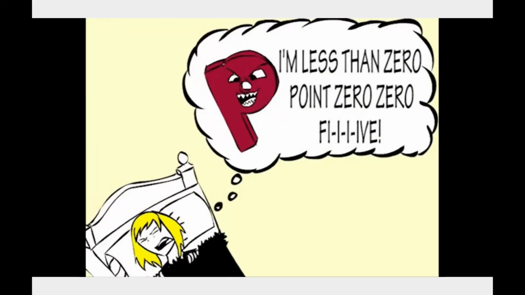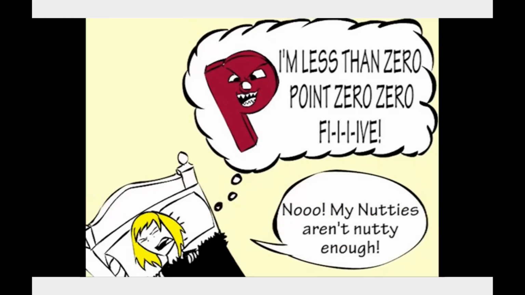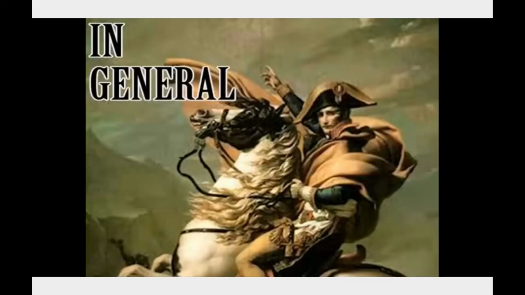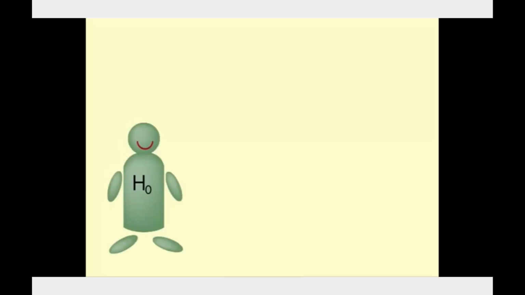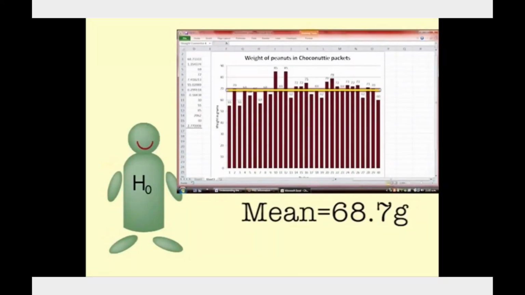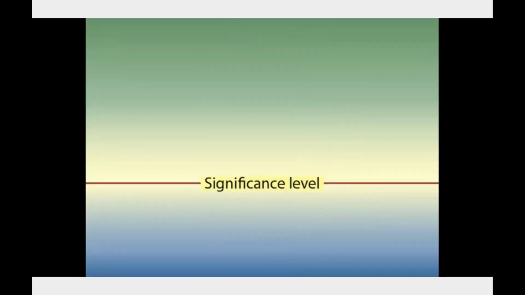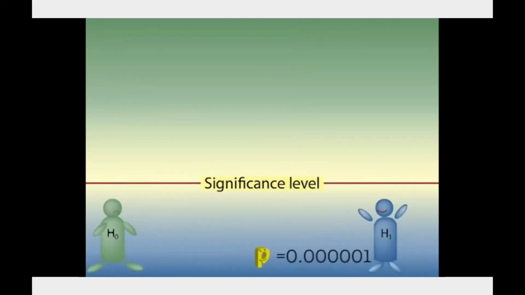If the p-value had turned out to be very small, we then would say that the result was significantly different from 70 grams. In general, we start by saying that the null hypothesis is true. We take a sample and get a statistic. We work out how likely it is to get a statistic like this if the null hypothesis is true. This is the p-value. If the p-value is really, really small, then our original idea must have been wrong, so we reject the null hypothesis. P is low, null must go. A small p-value indicates a significant result.